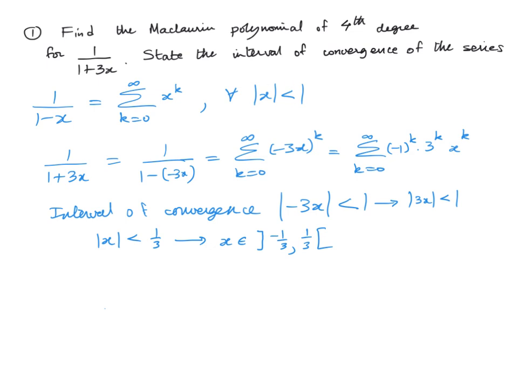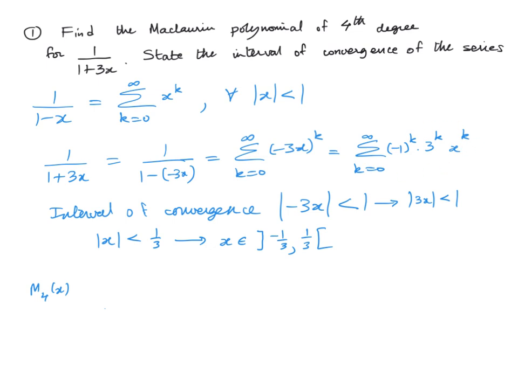Now I'm going to do the polynomial of 4th degree because that was, again, part of what I was told. So m sub 4 of x. Well, that just means I've got to start plugging in k equals 0, 1, 2, 3, etc. until I get to k equals 4 into this series.